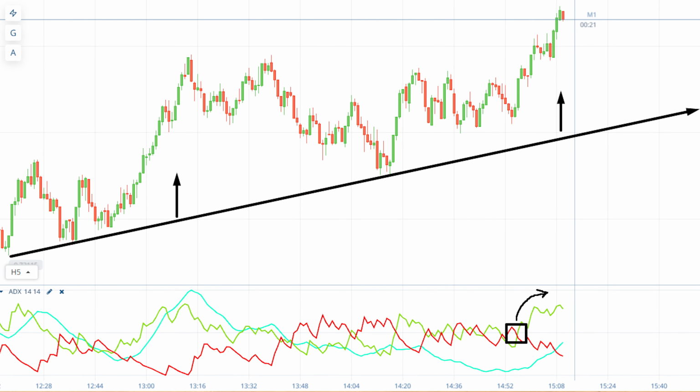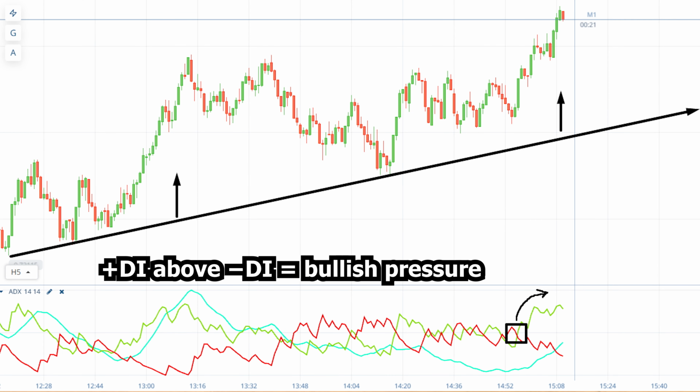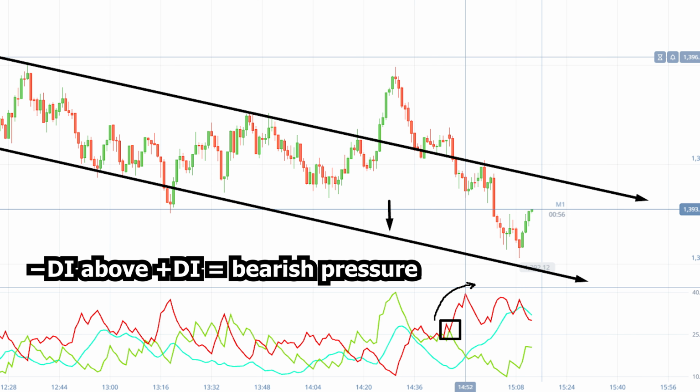And the logic is simple here. If plus DI is higher than minus DI, the market is pulling upward more. And if minus DI is higher than plus DI, the pressure is stronger downward. And ADX at this moment answers the question: okay, but is this movement actually strong or just noise? Next is the most practical part, how to read these levels.